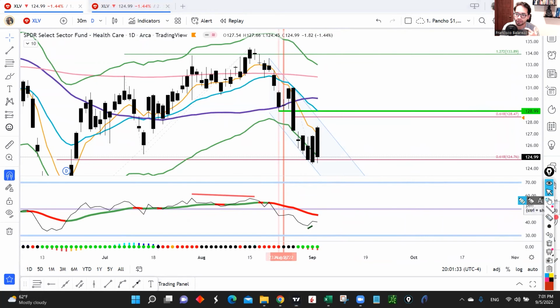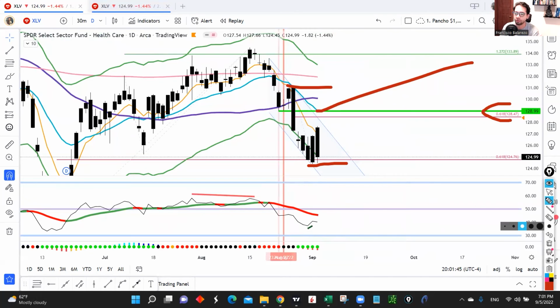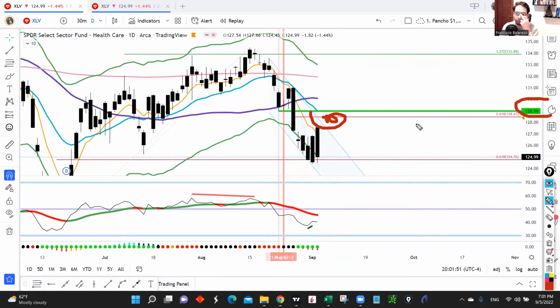But based on my analysis, there's a high probability that we're going to see a bounce into the 0.618 retracement measured from this level to this level, and then into the upper side of the channel, and also that declining 21 exponential moving average. If I get my short somewhere around here, then I can use this 128.99 level as my covering guide, or I can also use the 50 daily, depending on how much risk I position into this trade.